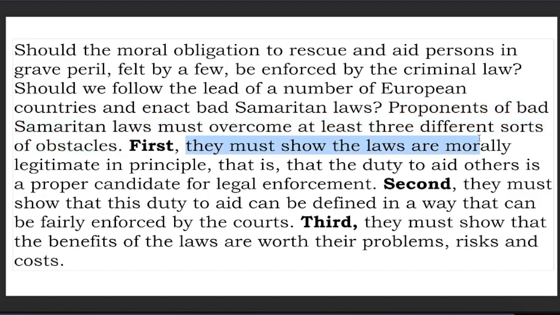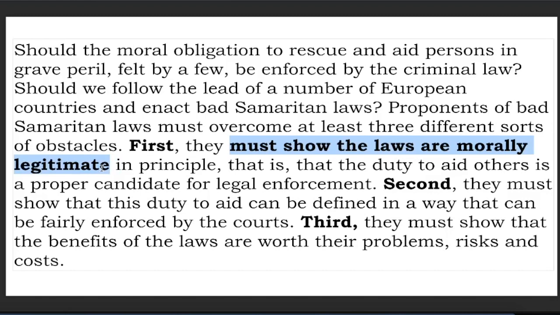They must show the laws are morally legitimate in principle. That is, the duty to aid others is a proper candidate for legal enforcement. So they must show the laws are morally legitimate. I can say this is one idea.